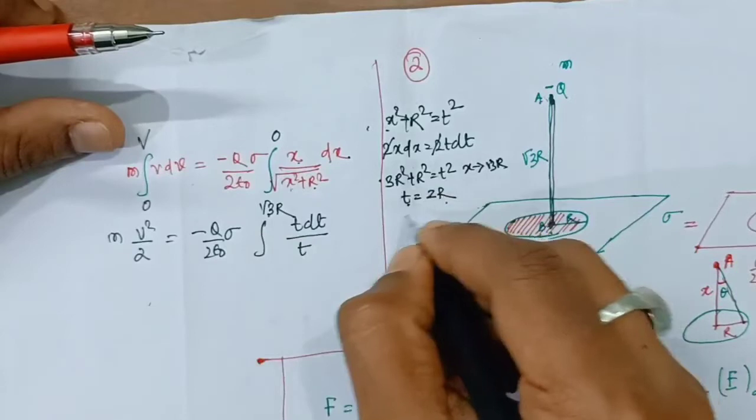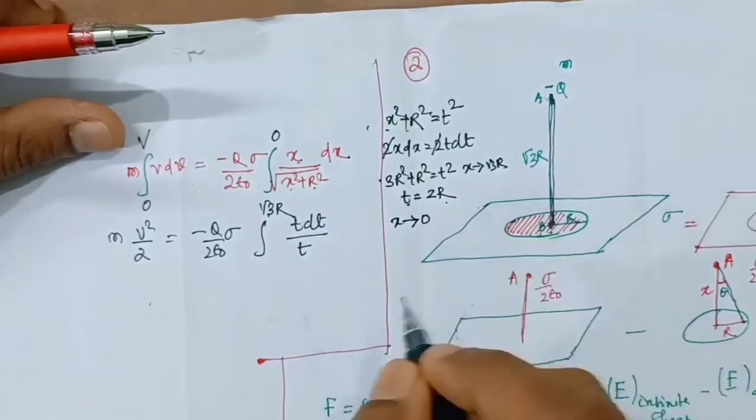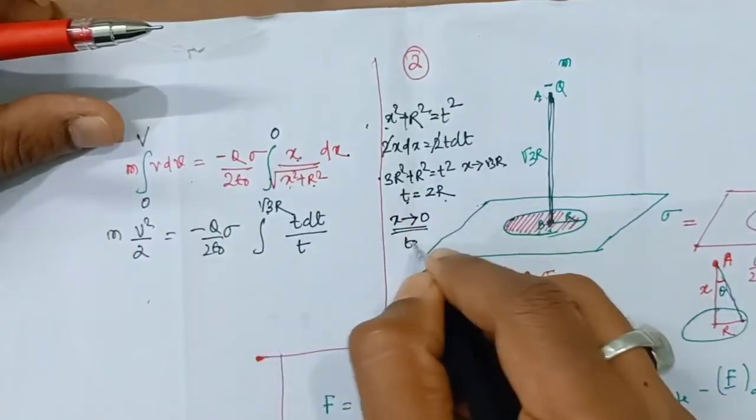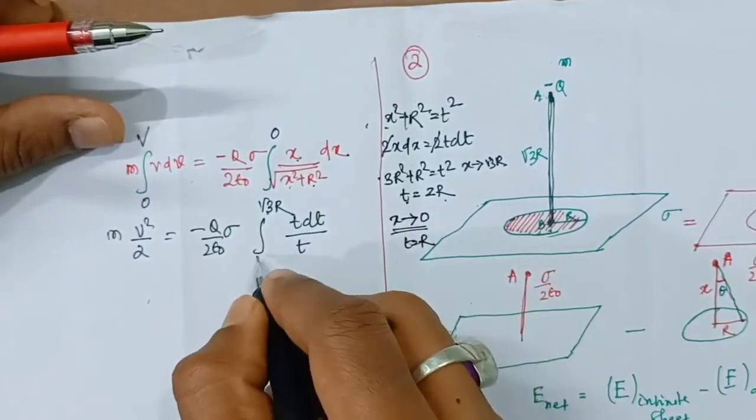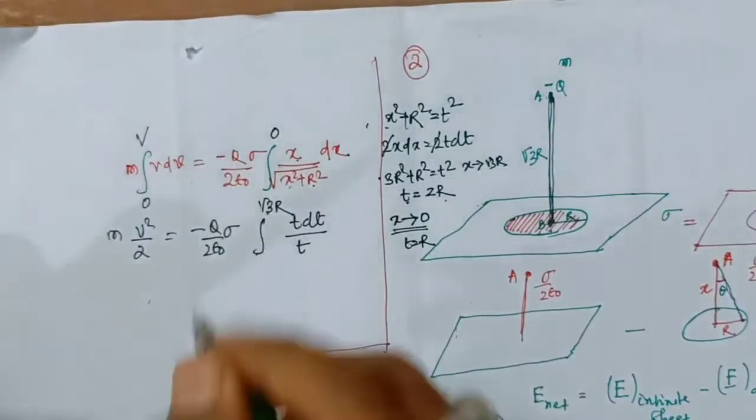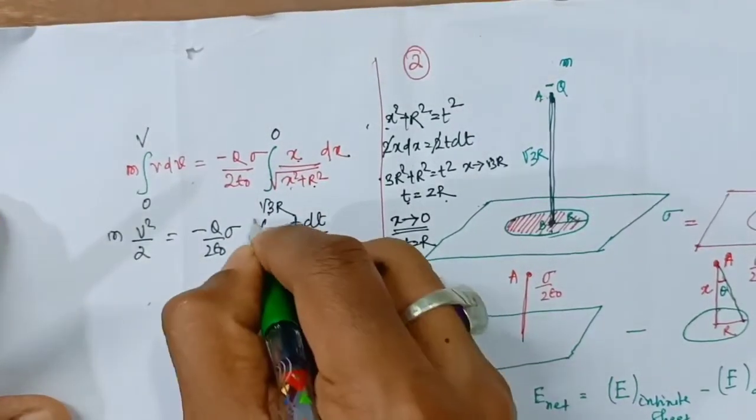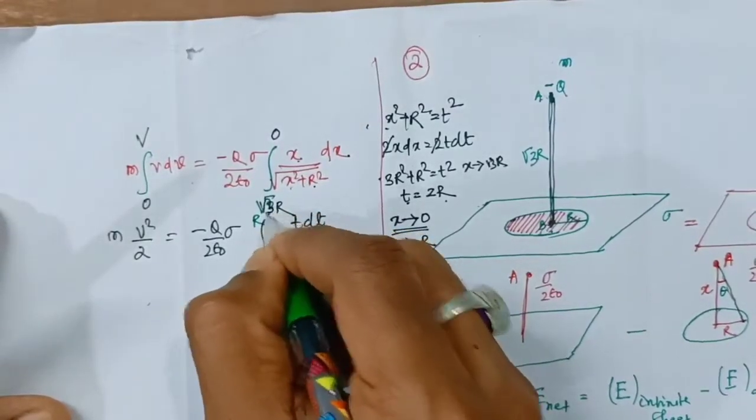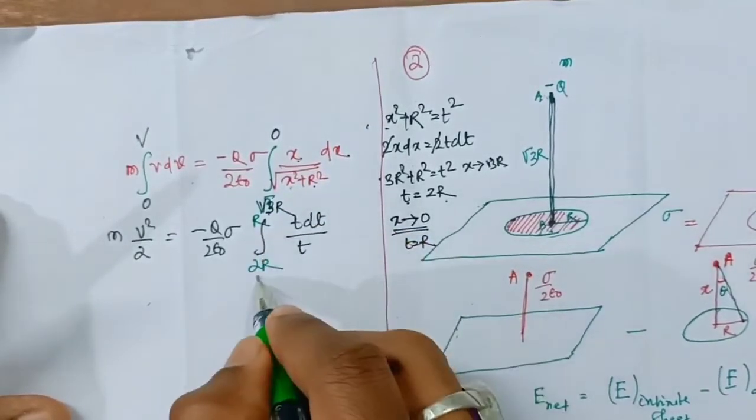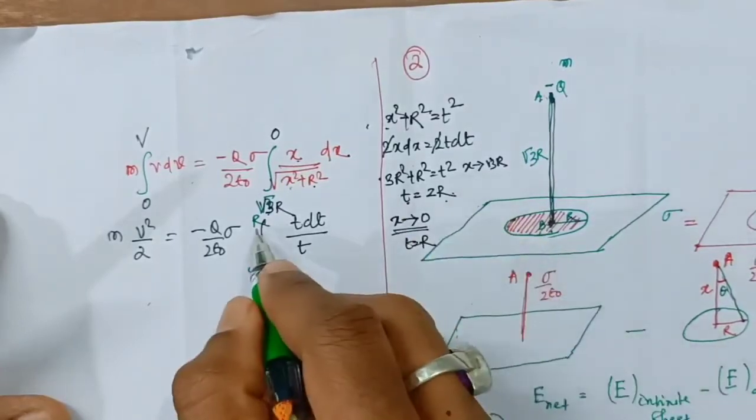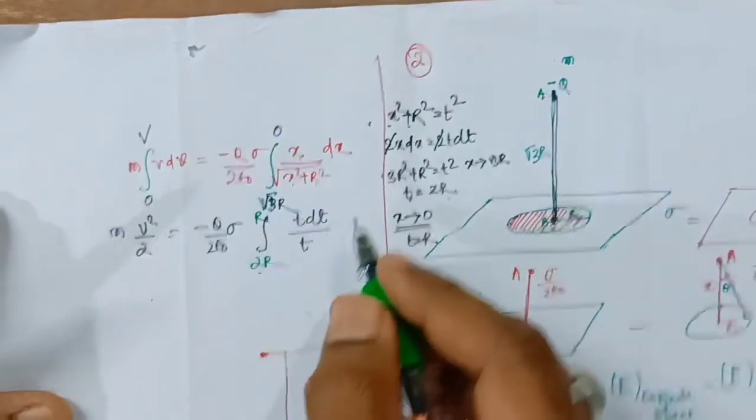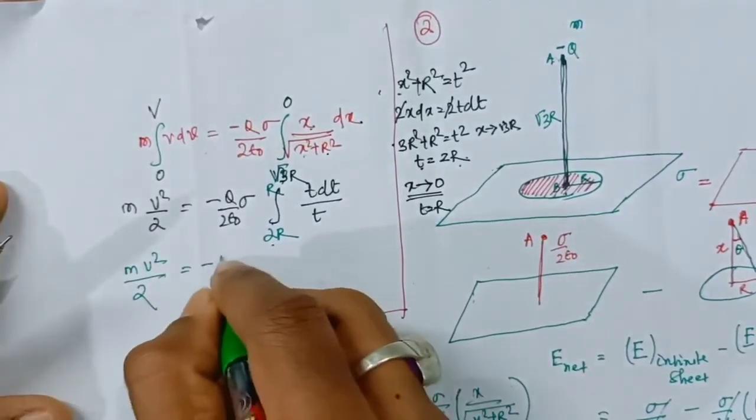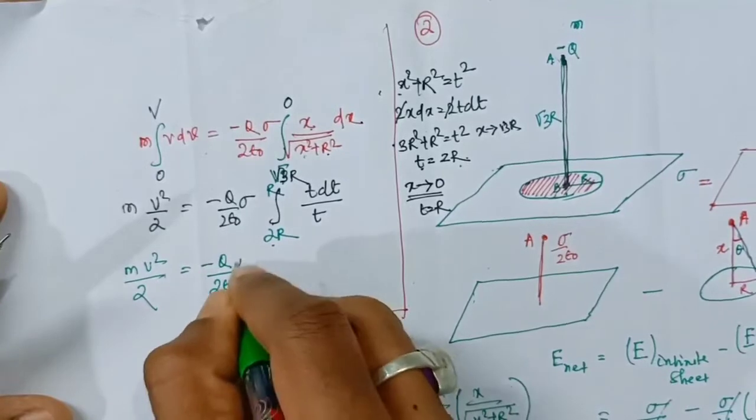When x tends to 0, if I substitute x tends to 0, so what is the expression? t equals r. So it is very clear, the upper limit should be 2r and the lower limit should be r. When x is root 3 r, the value of t is 2r. When it is 0, the value of t is r. Doing the simple mathematics, this is minus q by 2 epsilon naught sigma.